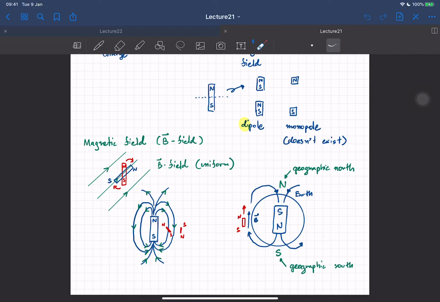Okay, and we have used this as a compass for, I think, thousands of years. The thing is that the Earth itself is also a giant magnet, where let's say we call this the north pole of the Earth, right? So it's the geographic north, and this is the south pole, and this is the equator. So Thailand is somewhere along this line, a little bit above the equator, and a compass is a piece of magnet that points to the north, right? Pointing to the north means pointing to the north pole.